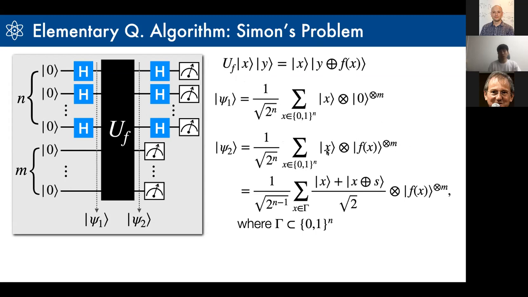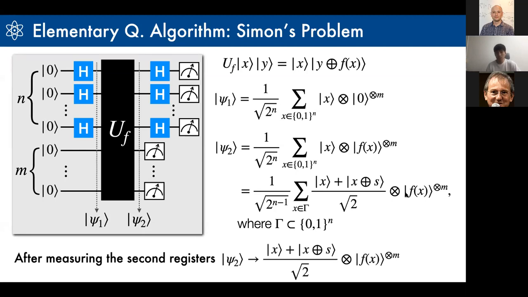But now remember, for two different inputs, there is a pair of inputs that gives us the same output, right? That was the structure of the problem. And these two inputs that give us the same output are related by this hidden bit string, right? So we can actually write this in this form. We don't know what s is, but at least we can write it down like that, okay? So for either x or x plus s, the output is the same. So now, if we measure this m-qubit register, because of the measurement postulate, the state after measurement will collapse to one of them. This is a superposition of many possibilities, but it will collapse to only one of them.